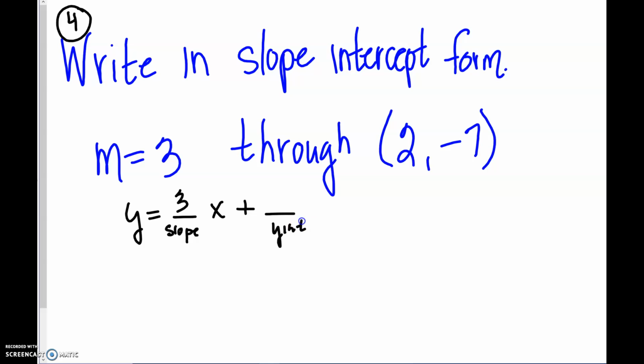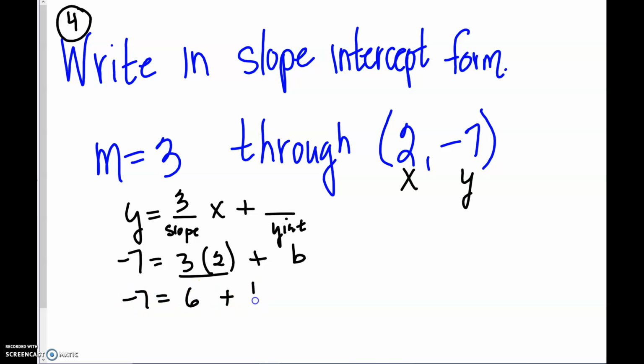So where would this line be crossing the y-axis? Well, this is your x value, and this is a y value. So we can substitute in place of y a -7, and in place of x is 2, so we can fill that in. And now we're just going to do our math and solve this equation. So we have to multiply these together first. So -7 equals 6 plus b.